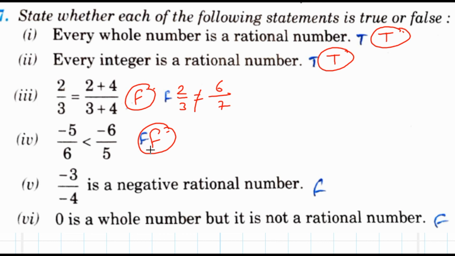Minus 3 upon minus 4 is a negative rational number. No, minus has become plus, so this has become false. 0 is a whole number, but it is not a rational number. This is not good, because we can write 0 as a fraction like 0.1, 0.7 or 0.8, anything. So this has made this statement false.